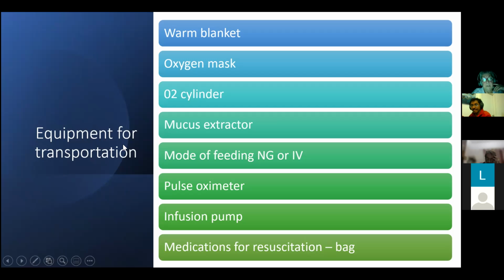So the equipment for transportation would be a warm blanket, an oxygen mask, oxygen cylinders of different sizes, as I said, and a mucus extractor for any possible aspiration. Think about the mode of feeding, an NG tube or IV if necessary, a pulse oximeter if it's a long drive and the baby is on oxygen, an infusion pump if you have one for transport, and also medications and resuscitation equipment in a bag prepared for the person who is accompanying the baby on its way.